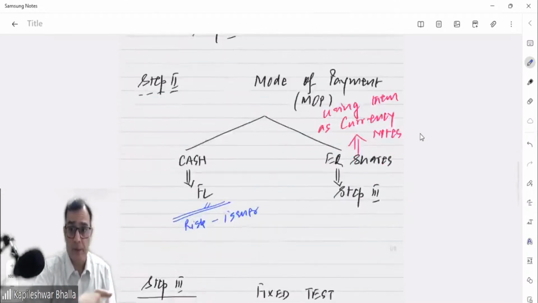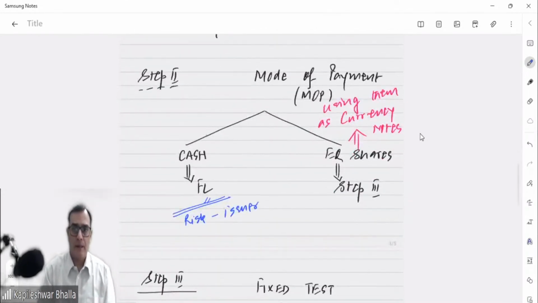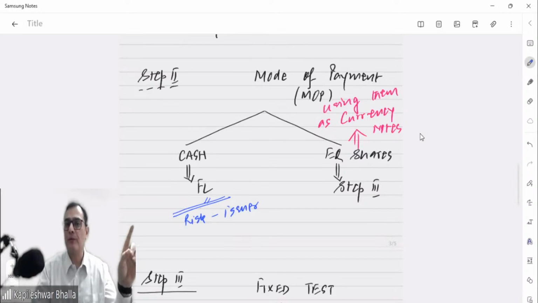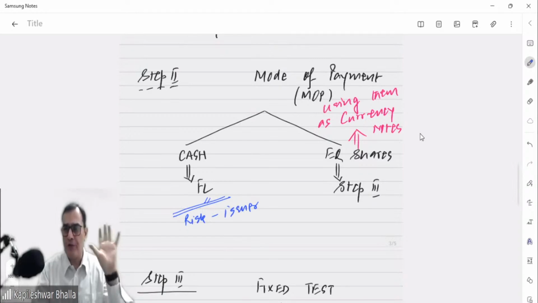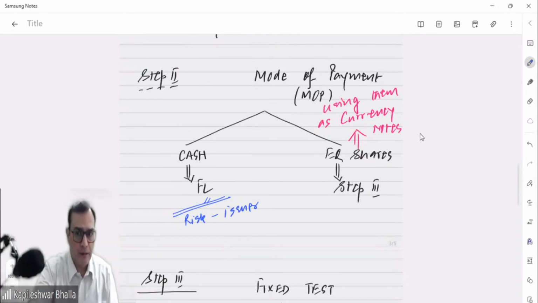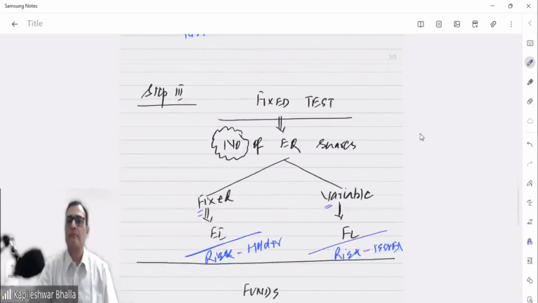Then we went to step number two, and we said, more or less, you could take this as an exhaustive mode of payment. You need to look at that very carefully. What is the mode of payment? Are you going to settle the obligation in cash? That is a financial liability, because the risk is of the issuer. If the mode of payment is equity shares, you're using them as a currency note to settle the obligation. Time to go to step number three.